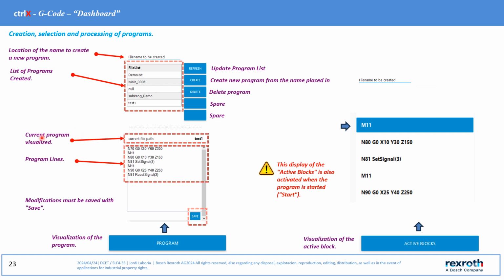The current program is selected and displayed in the code portion. Lines of code of the selected program, which can be modified. Modifications to the programs must be validated with the Save button. The Program and Active Block button allows us to select one visualization or another. In most conditions, the Active Block part is activated when the program is launched.